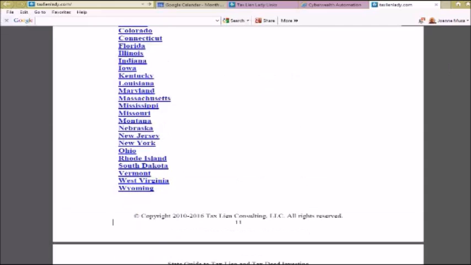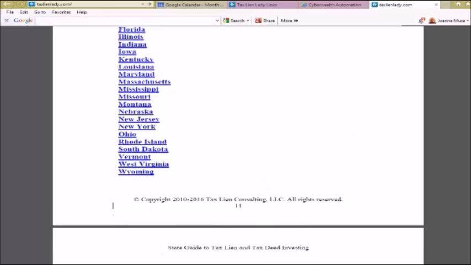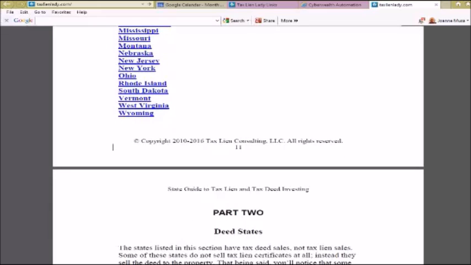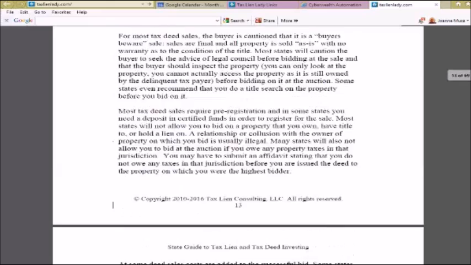Then it has links to all the deed states, and you will see that some of these states are in both lists because, for instance, in New York some counties sell liens and some sell deeds. In Florida, all counties sell liens and deeds. So you'll find some are on both lists. And then if you click on one of those states, it will actually take you to that state.